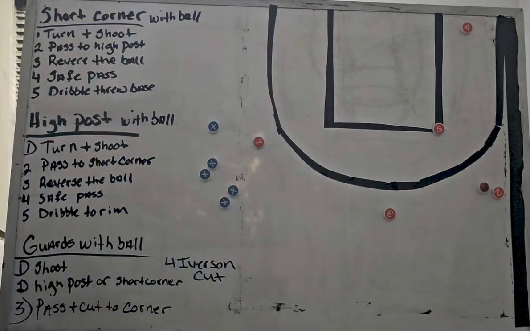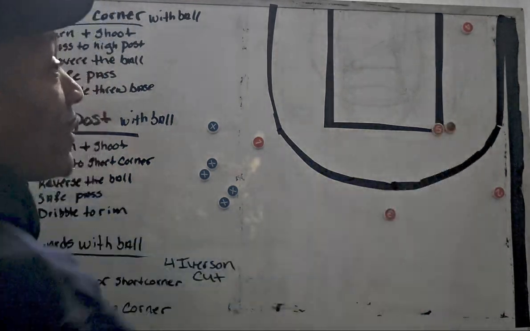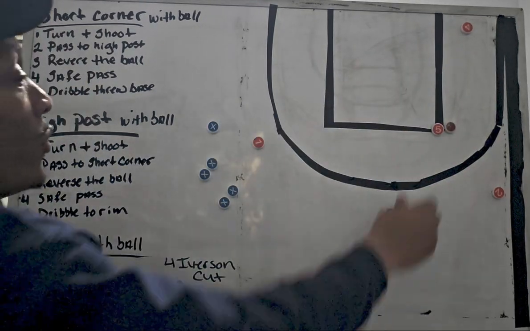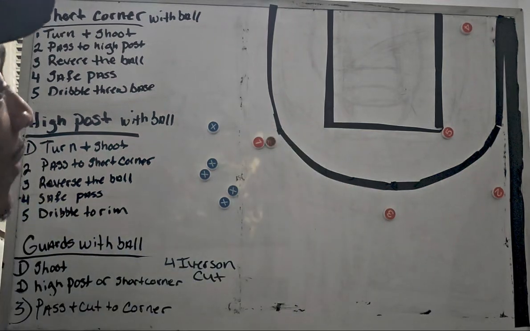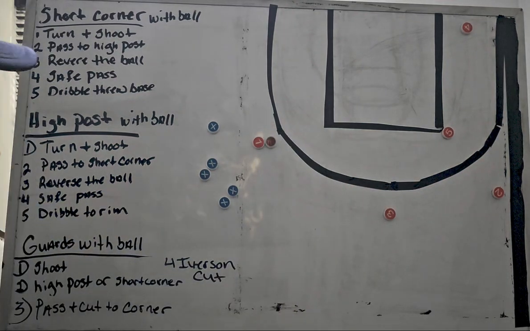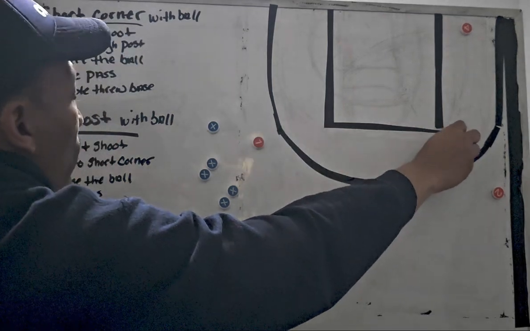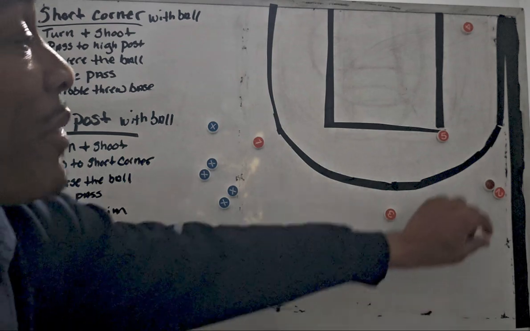Our third option is reversing the ball. So if we pass to the high post, he doesn't have a shot, short corner's not open, we now reverse the ball to the opposite side. That will create a closeout. Our fourth option is to kick it back out for a safe pass.